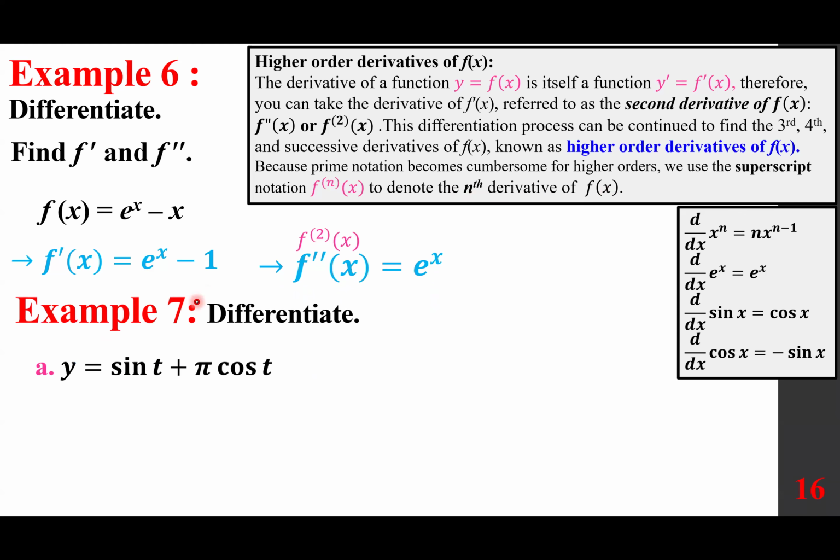What about y equals sine t plus pi cosine t? We are going to differentiate piece by piece. Sine, the derivative is cosine. We get y prime equals cosine t, plus pi times cosine t. The derivative of cosine is negative sine. So plus pi times negative sine t, which becomes minus pi sine t.